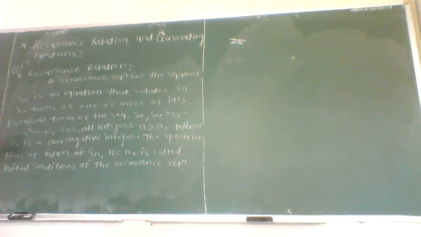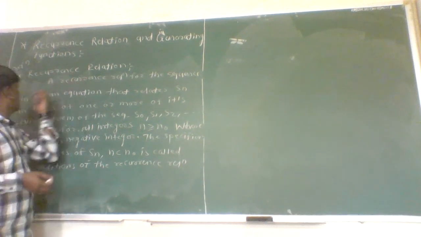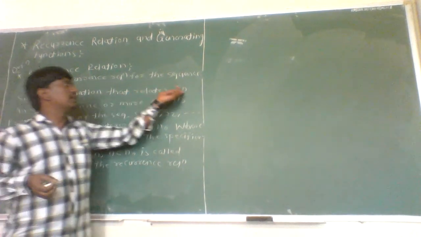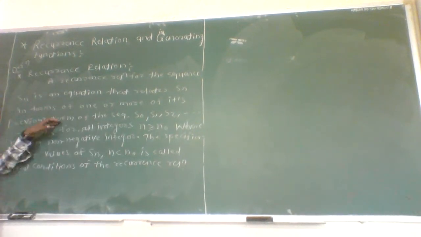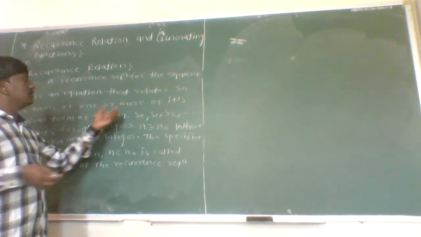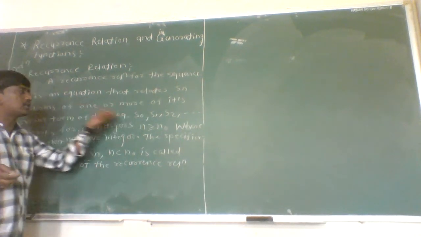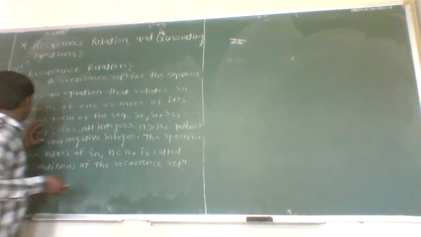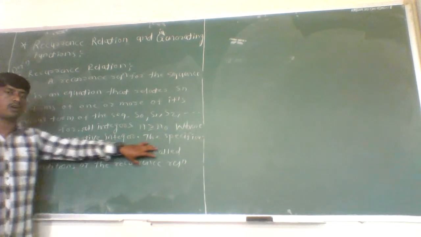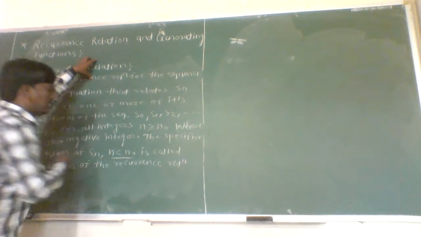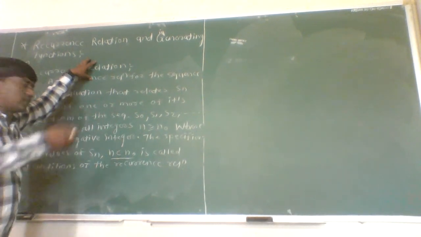So what is a recurrence relation? A recurrence relation for any particular sequence is an equation that relates the nth term, that is Sn, in terms of one or more of its previous terms, which are S0, S1, S2, up to Sn minus 1 for all n greater than or equal to n0, where n0 is a non-negative integer. Therefore, the specification of the values of Sn where n is less than n0 is called the initial conditions of the recurrence relation.